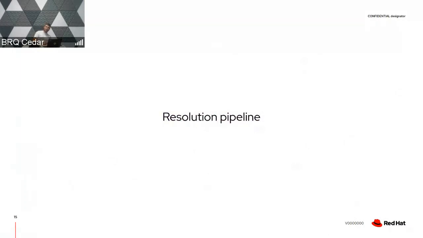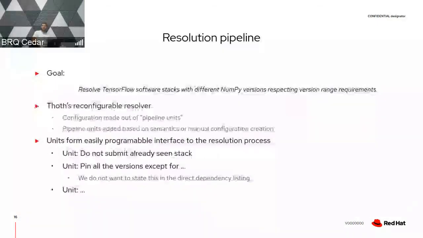Okay, this was a more theoretical background, and let's take a look at a resolution process that can create different combinations, satisfy version range specifications, and resolve dependencies considering the dependency graph. So our ultimate goal will be to resolve TensorFlow software stacks with different NumPy versions, but still respecting version range specifications on NumPy, so we still satisfy version range specifications that are put by different libraries such as TensorFlow, SciPy, and others that use NumPy.